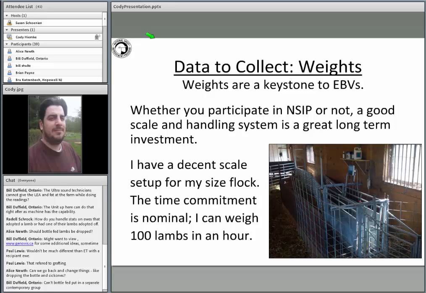I do tend to weigh probably more than most people do. I've got a little project where I'm looking at feed efficiency this year. And I will admit that the more times those lambs go through the chute, the easier it gets every time, because they start to know what's going on and they know where the exit is.